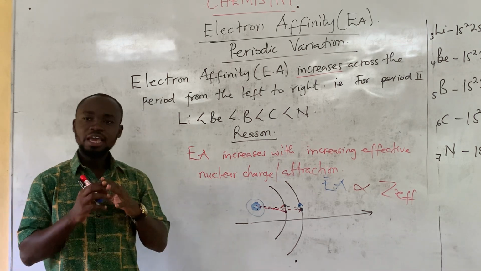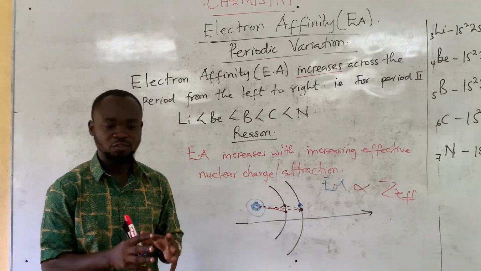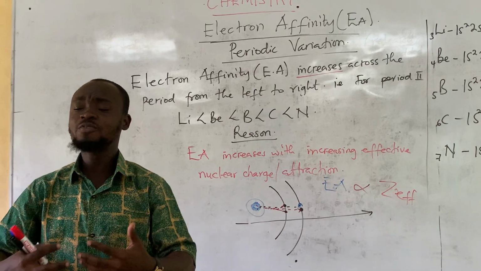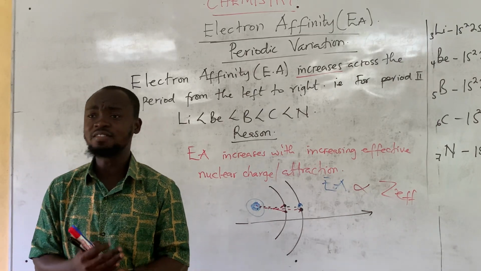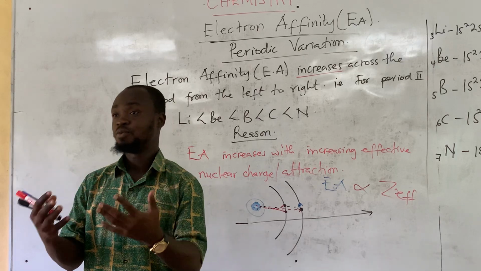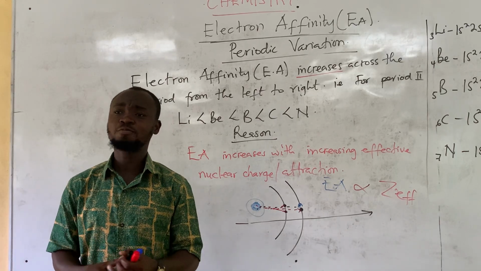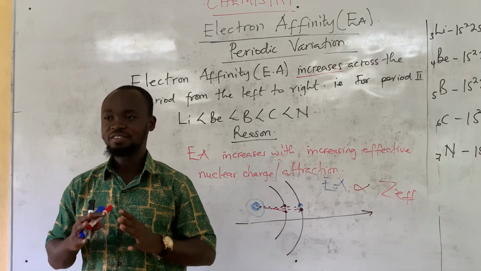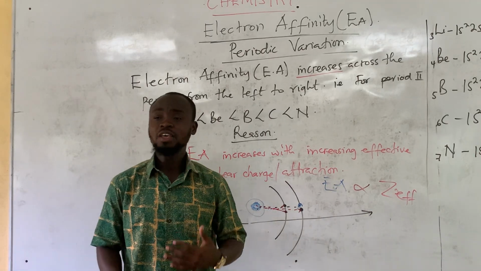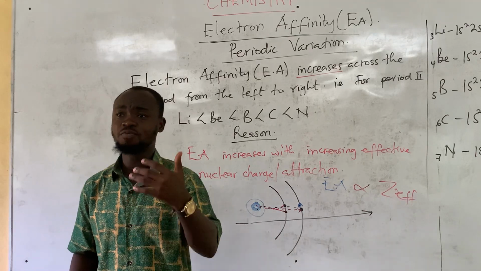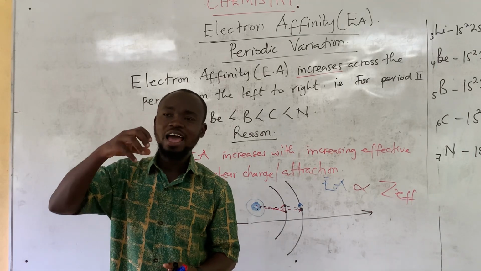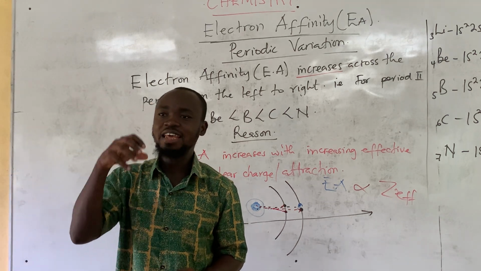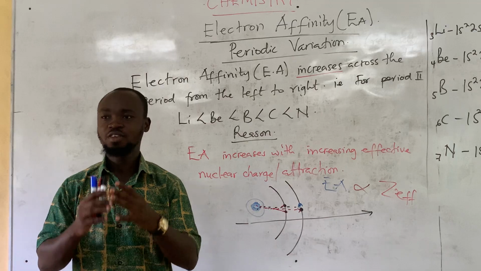Again, in the initial explanation for electron affinity, we said EA can be the energy that is released. If energy is released in the process, it means that it is an exothermic process. If energy is being absorbed, it means EA is endothermic. For an exothermic process, the EA will have a negative value. For an endothermic process, the EA will have a positive value.